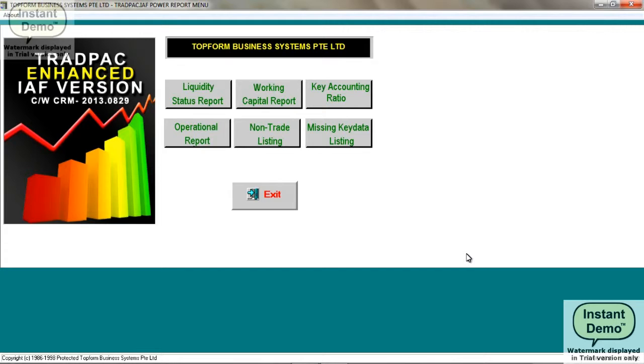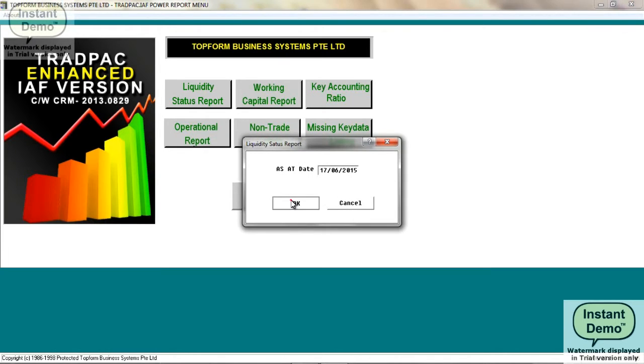This is why it is so important to get the enhanced version, which even in the absence of in-house expertise, can give you reports beyond the usual P&L and balance sheet, such as the KARrpt. No standard accounting system out there has got this feature. KAR stands for Key Accounting Ratio Report. Let's take a quick peek at the liquidity status report.